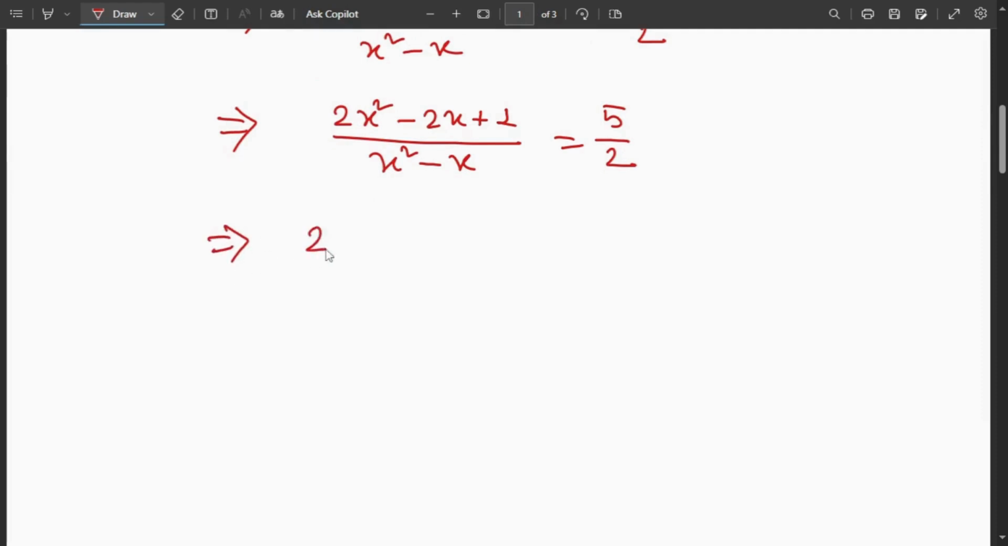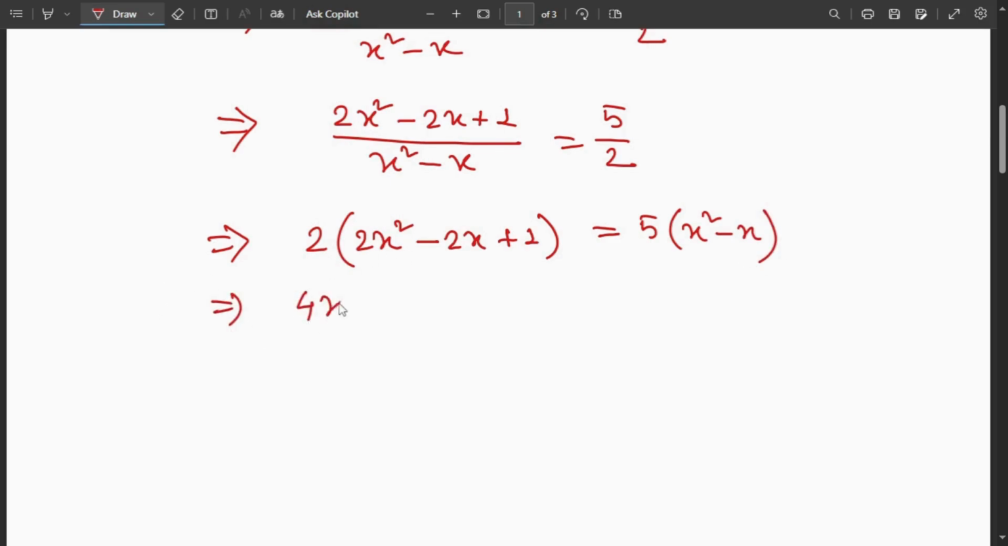So we can write this: 2 into 2x square minus 2x plus 1 is equal to 5 into x square minus x. Now expand this: 2 into 2x square, that means 4x square, 2 into 2x, that means minus 4x, 2 into plus 1, that equals plus 2, is equal to 5x square minus 5x.